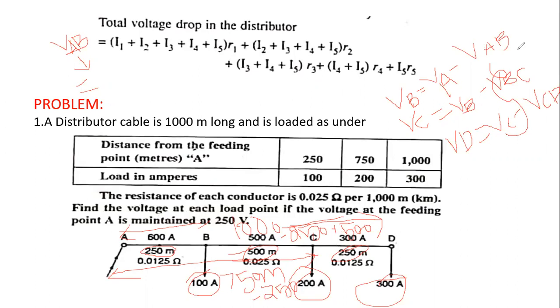These are the voltages at various loading points. Before calculating these points, first we calculate the voltage drop across the AB section, voltage drop across BC section, and voltage drop across the CD section. Understand?